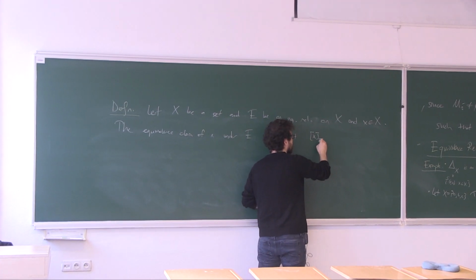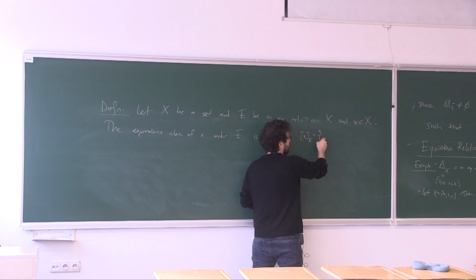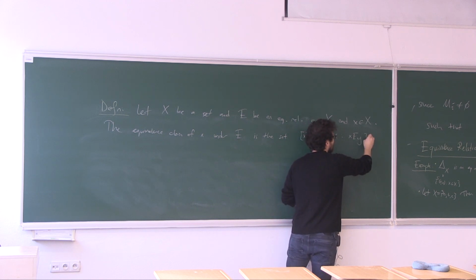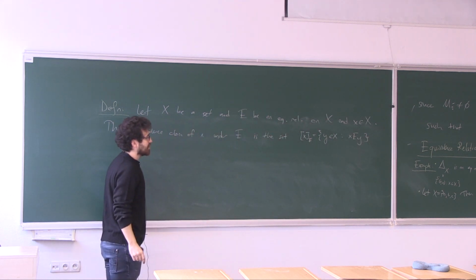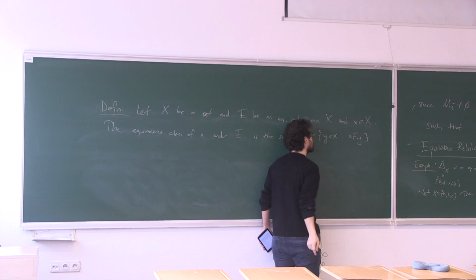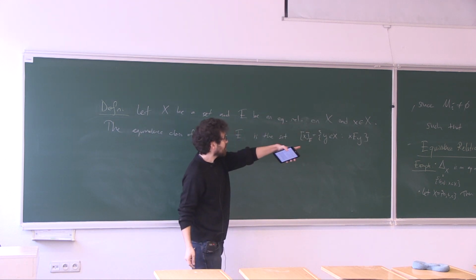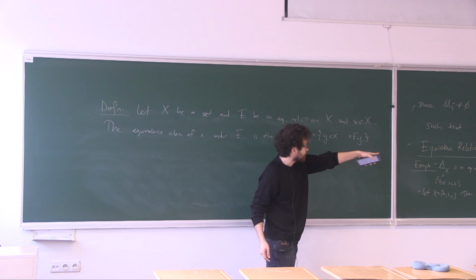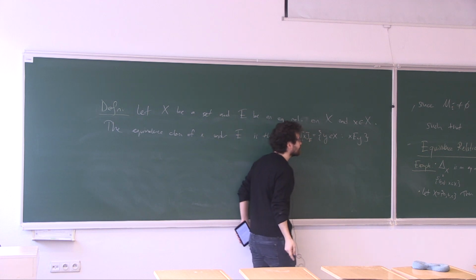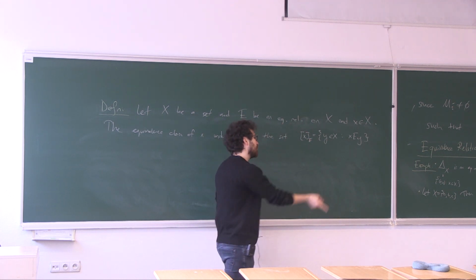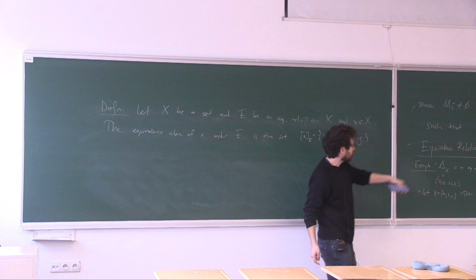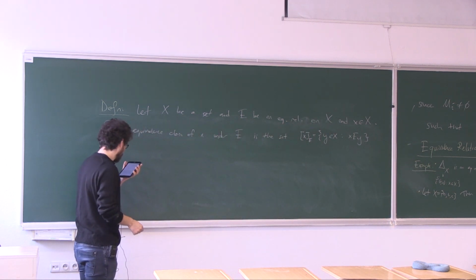Now we show the equivalence class of x under E like this. It's the set of all y such that x is related to y. By symmetry, it doesn't matter whether I write y is related to x here. By the property of being reflexive, this is always non-empty, namely it contains x. And what is the property of transitivity going to do? We're going to see that in a second.